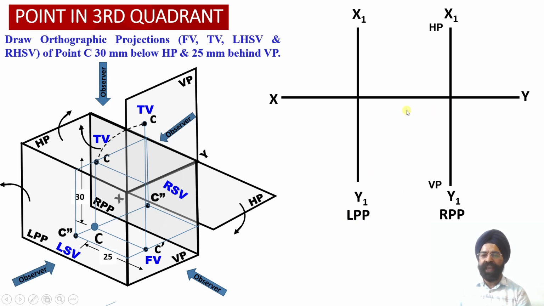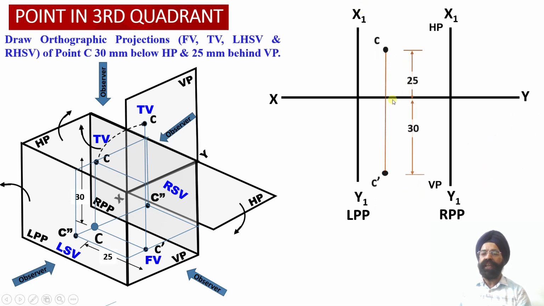So now here we can check. This is the vertical plane where the front view projections will be obtained below the XY reference line. This is the horizontal plane where we are going to obtain the top view projections after the rotation of the horizontal plane over here above the XY reference line. Now here we have the left hand side view profile plane where the left hand side view projections of the point C will be available. And finally here we have the right hand side view plane after rotation where the right hand side view projections of this point C will be available over here.